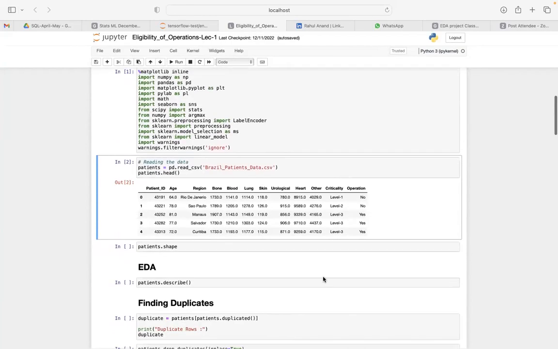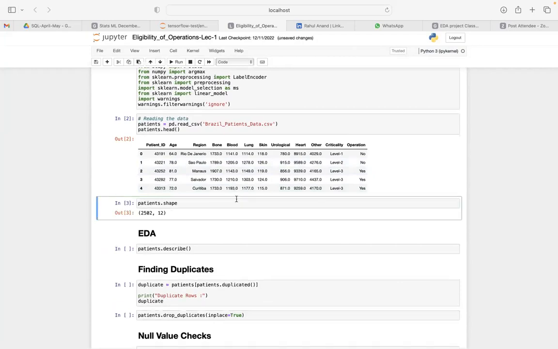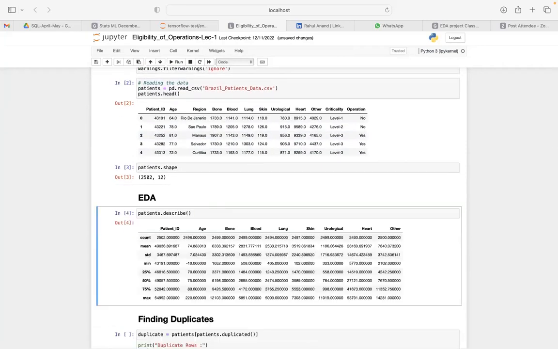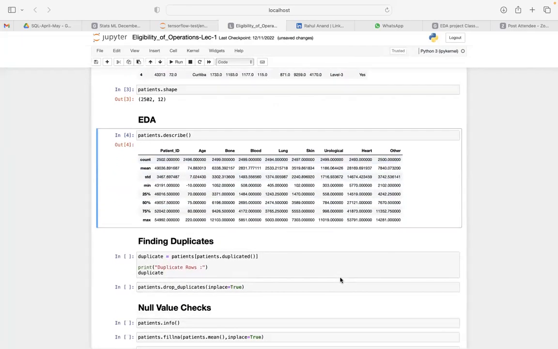Now this is how the data looks, the first 5 rows. The shape of the data is 2502 rows and 12 columns. To get the description, you get all the statistical information that you would want. If you want to observe each and every column that has numerical data, you can do that. It gives you an idea whether the variables that we have contain an outlier or not, and also gives you the median of that data.